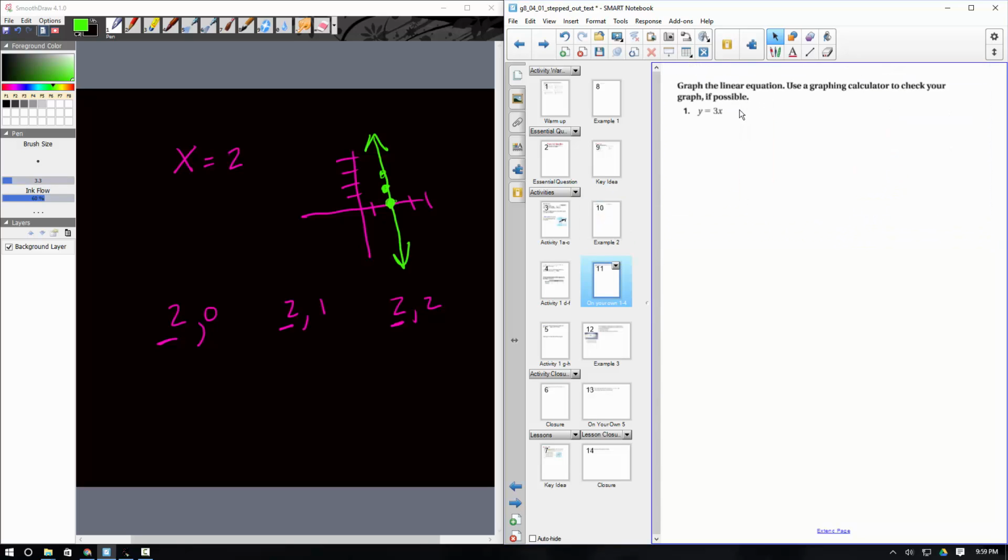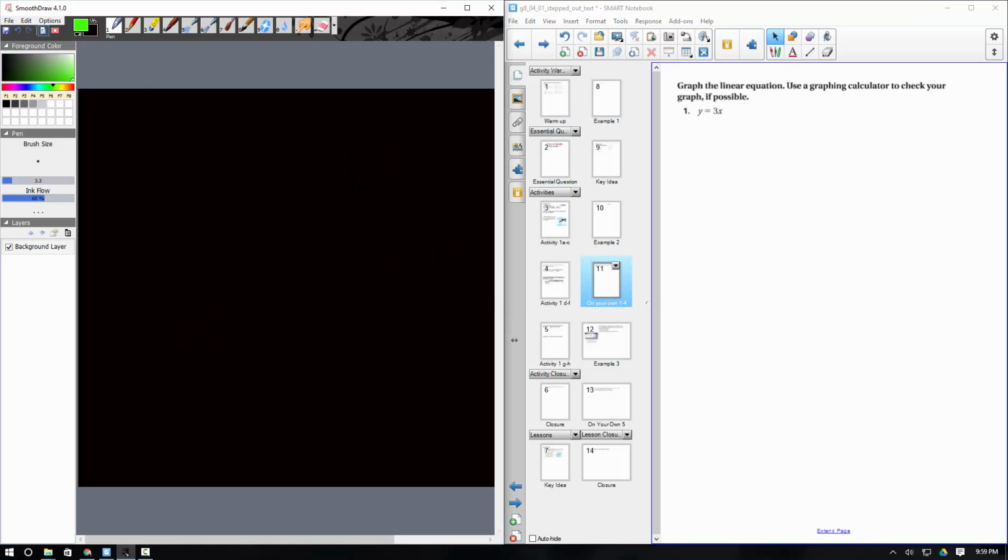And it says here, graph the linear equation, use a graphing calculator to check. So if I was to graph this out, if I plugged it in 0, let's just do a solution set here. So I have y equals 3x. And really it's plus 0. There's no starting point, or starting point is 0. And let's just plug in a solution set.